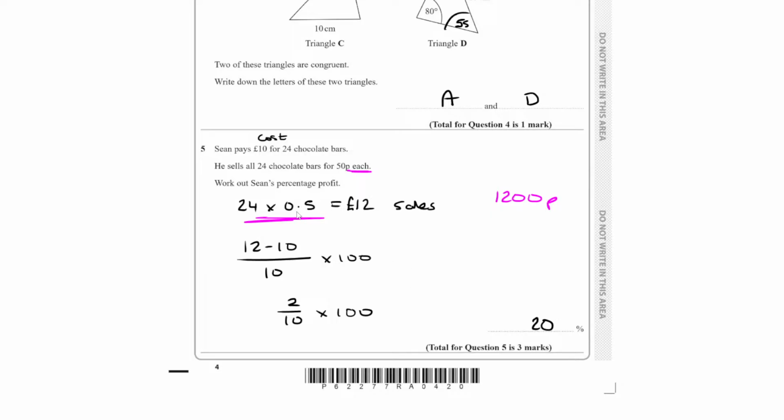I just converted it into pounds because I just felt like doing that. So I did 0.5 because that's technically 50p in terms of pounds. But yours, you could do 50 as just 50. That's also fine. And then take it away from the 1,000.